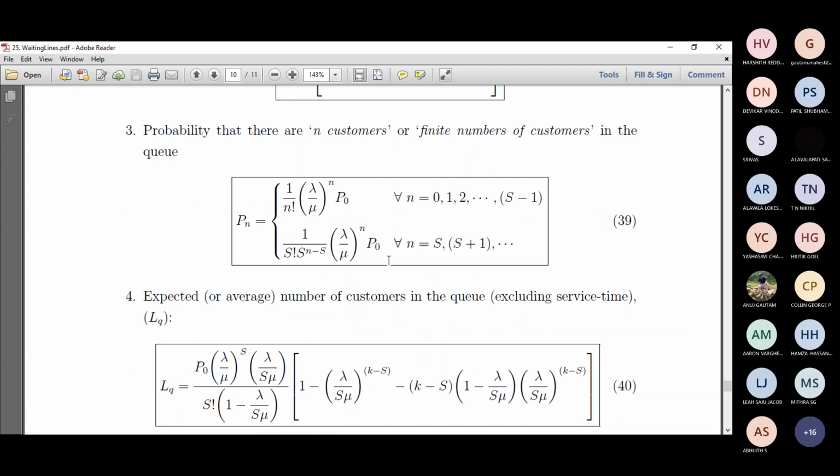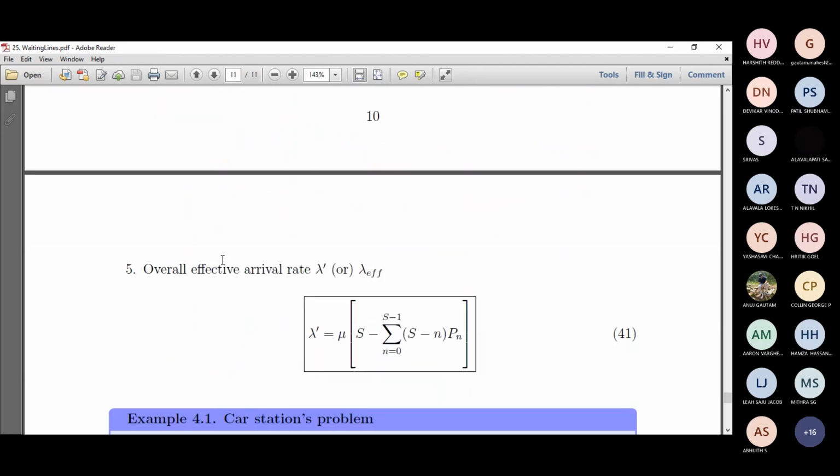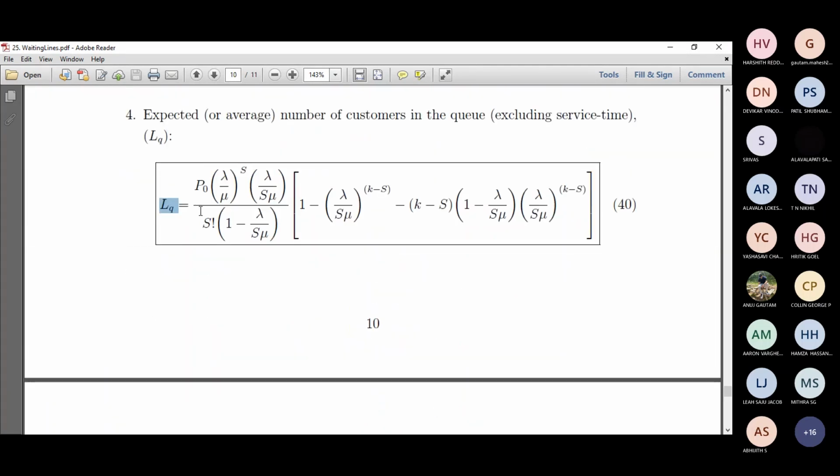Then the expected or average number of customers in the queue excluding service time, which is LQ. This is the formula: LQ equals p naught into (lambda by mu) whole power s multiplied by (lambda by s mu) divided by s factorial into (1 minus lambda by s mu) squared, multiplied by 1 minus (lambda by s mu) the whole power (k minus s) minus (k minus s) into (1 minus lambda by s mu) multiplied by (lambda by s mu) the whole power (k minus s). This is a pretty lengthy formula, but when you find LQ, you can find WQ, WS, and LS using Little's formula. That's why we are just left with LQ itself.